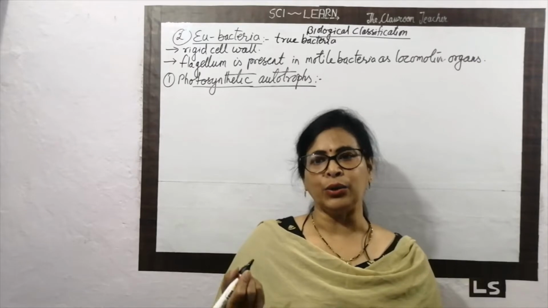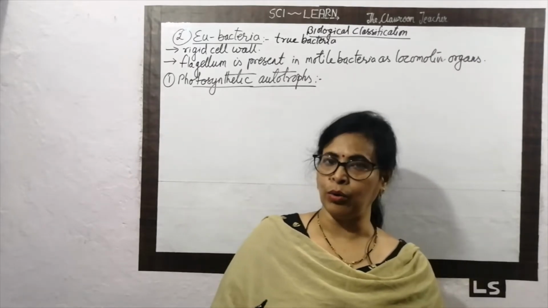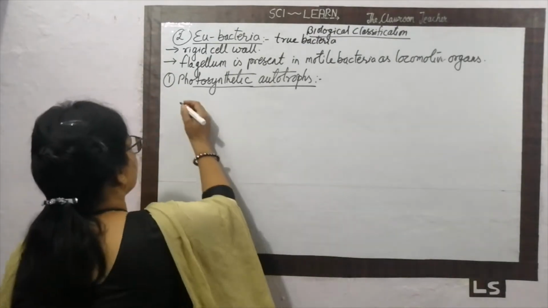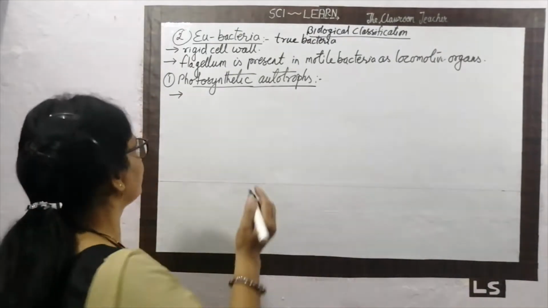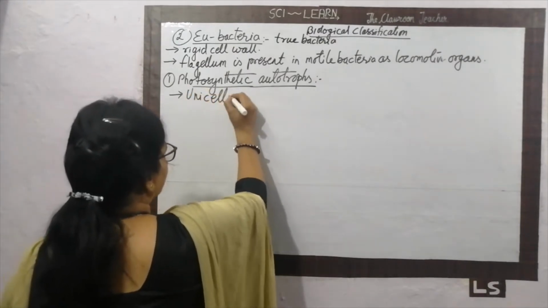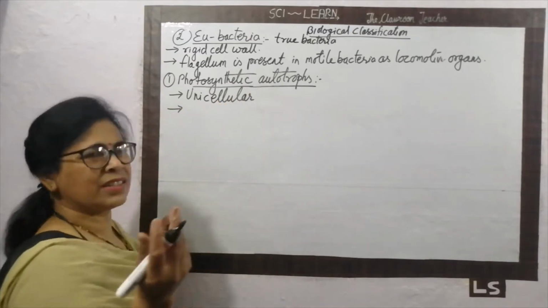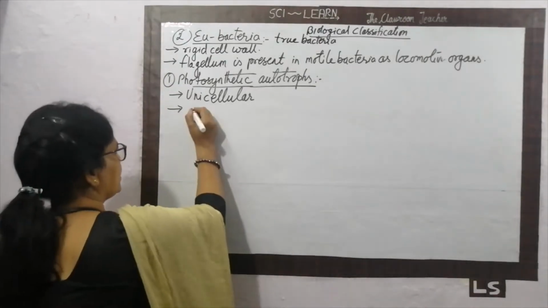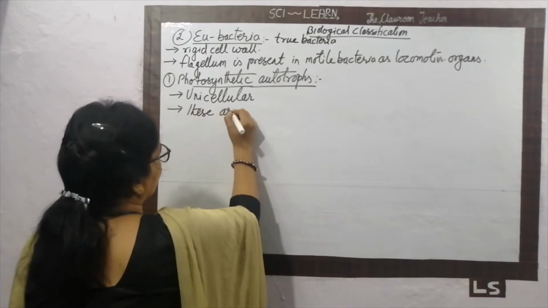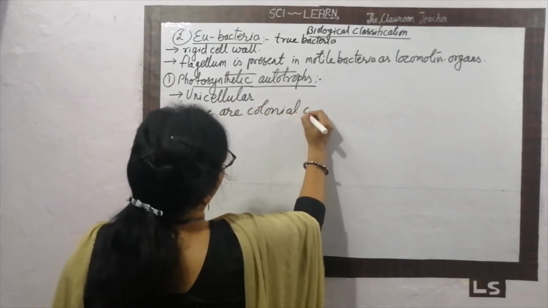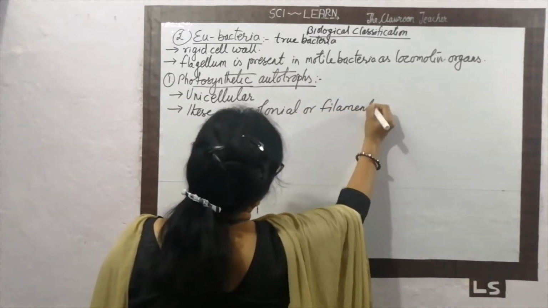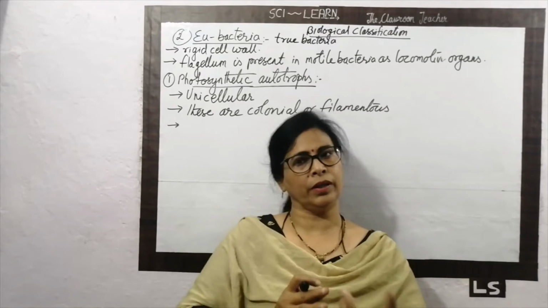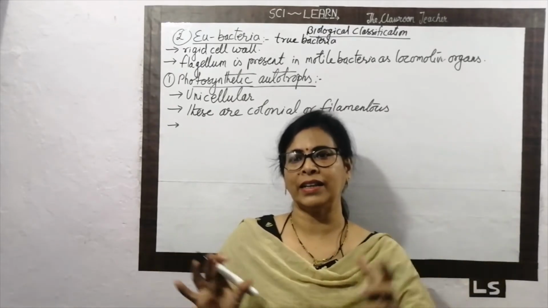These bacteria are unicellular, and they may live in a colony or in a filament. They have a filamentous structure, or they live in a colonial pattern. First important thing, they are photosynthetic bacteria, which is clear by the name only. Second, these are unicellular. They are colonial or filamentous. When they live together in a group, they may form a colony, or a filament-like, long thread-like structure.